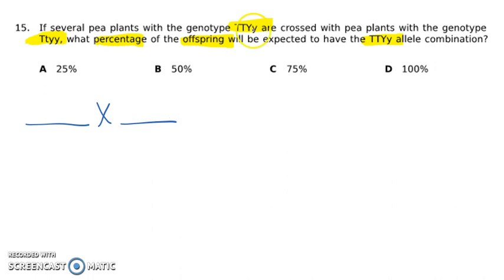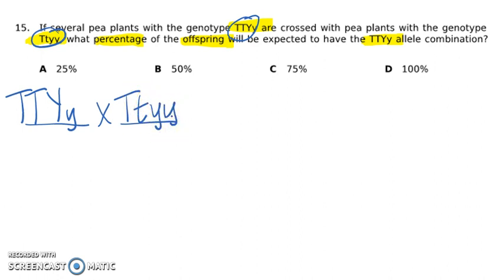Okay, so the first parent, it told us, is right here. So we're going to rewrite that: homozygous dominant T's and then heterozygous Ys. The second parent, right here: heterozygous T's and homozygous recessive Ys. Make sure that you're writing your letters where you can obviously tell the difference between a dominant and a recessive.